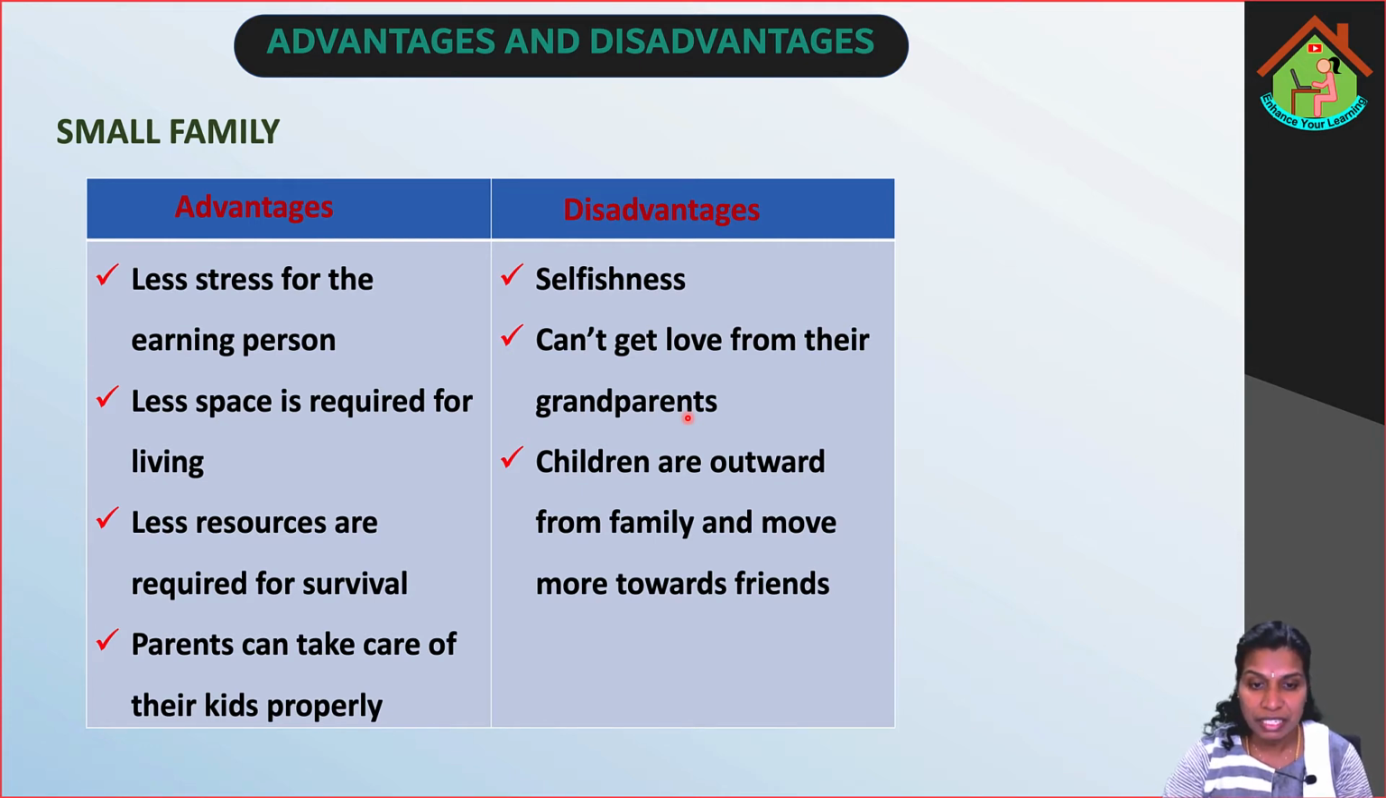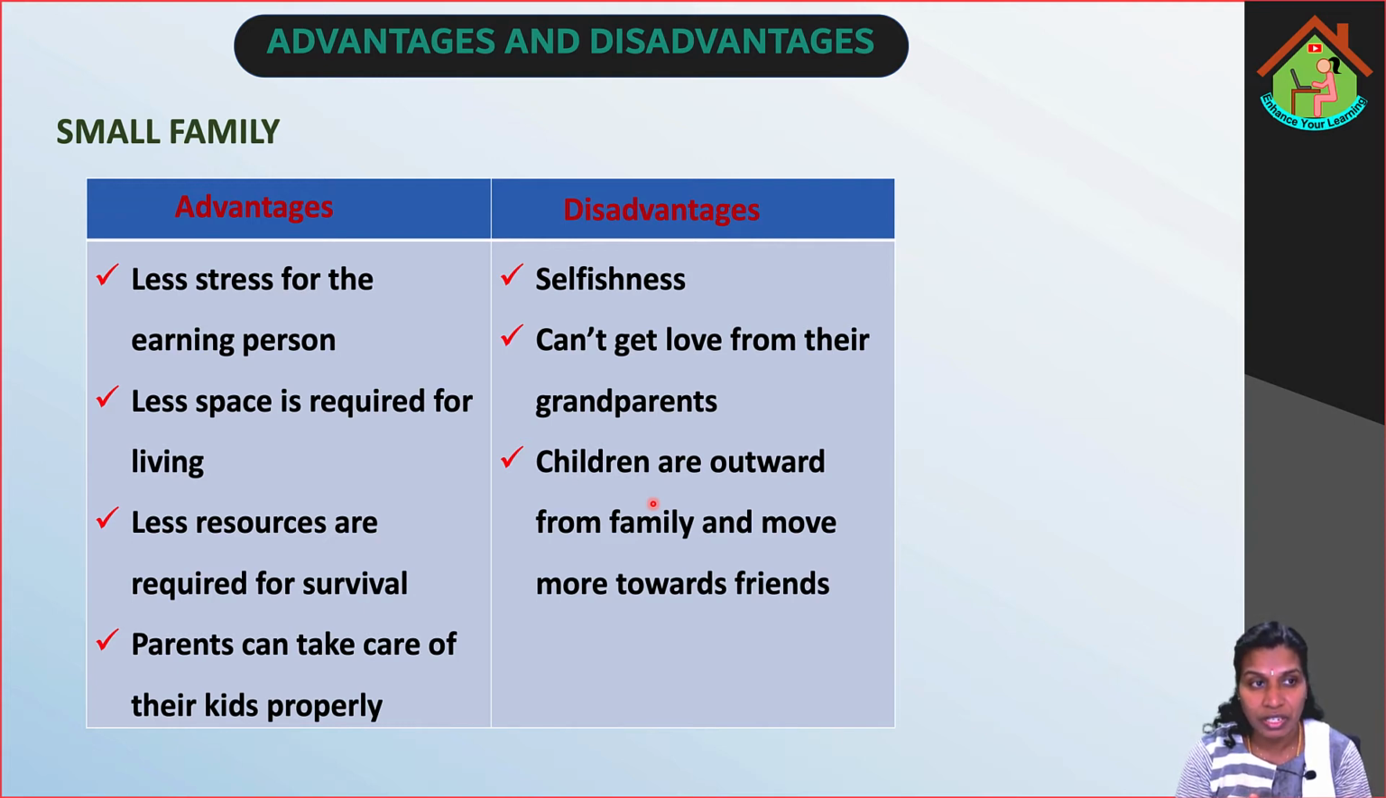Okay. Next one is children turn outward from the family and move more towards their friends. So the children who are growing in a small family have the tendency to move towards their friends rather than their family members because always they will be with their parents and no one else will be there at their home, right? So always they want to see their friends, they want to play with their friends. So they will move from the family towards friends. Okay, so always they will ask, when will you take me to a friend's house, or when will the friend come to my house? Like that they will start asking many questions when you are in a small family.